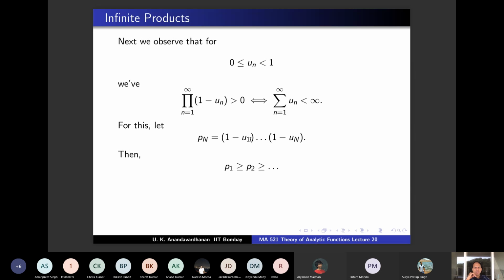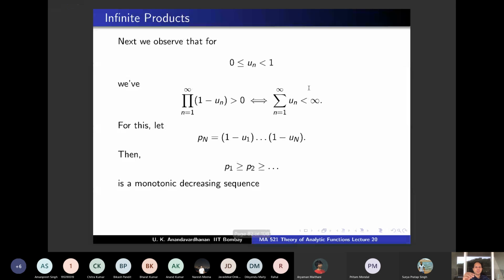Is strictly less than 1. It's strictly positive and less than or equal to 1. So 1 minus U2 is less than or equal to 1. Therefore 1 minus U1 times 1 minus U2 is less than or equal to 1 minus U1. P2 is less than or equal to P1. P3 is less than or equal to P2, etc.